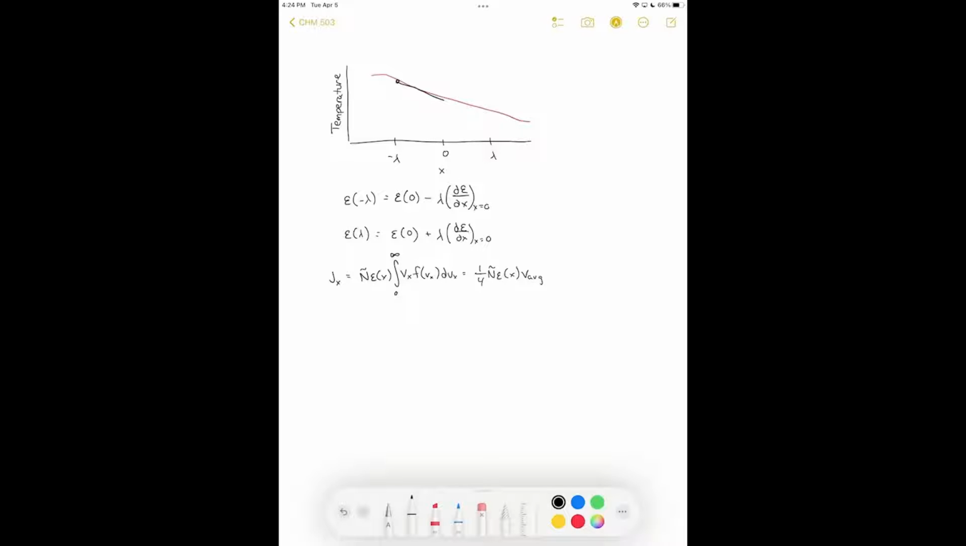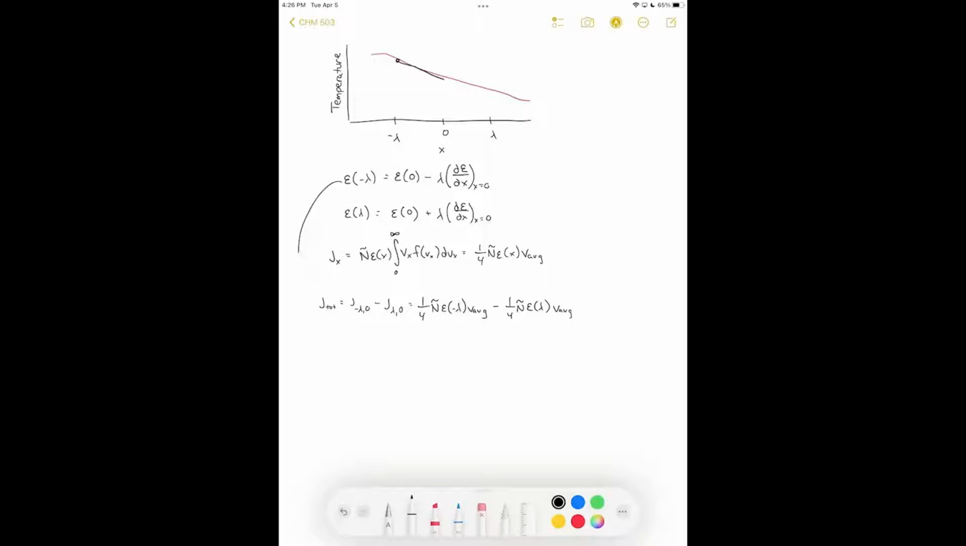To figure out the net flux, we have to add the flux in the left and the right directions. So our total flux is going to be equal to the flux from minus lambda to 0 minus the flux from lambda to 0. So that's going to be 1/4 times the number density times the energy at negative lambda times the average velocity, minus 1/4 times the number density times the energy at positive lambda times the average velocity.